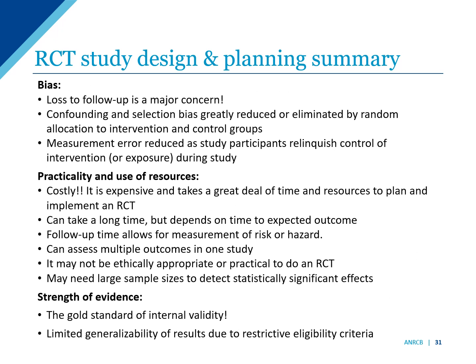Loss to follow-up bias is the major concern in RCTs and must be prevented and closely monitored. However, because of the random allocation to intervention and control groups and the control of exposure, confounding, selection, and measurement bias are far less of an issue in RCTs than in other studies. RCTs can be very costly. It is expensive and takes a great deal of time and resources to plan and implement a randomized controlled trial and to maintain quality follow-up.